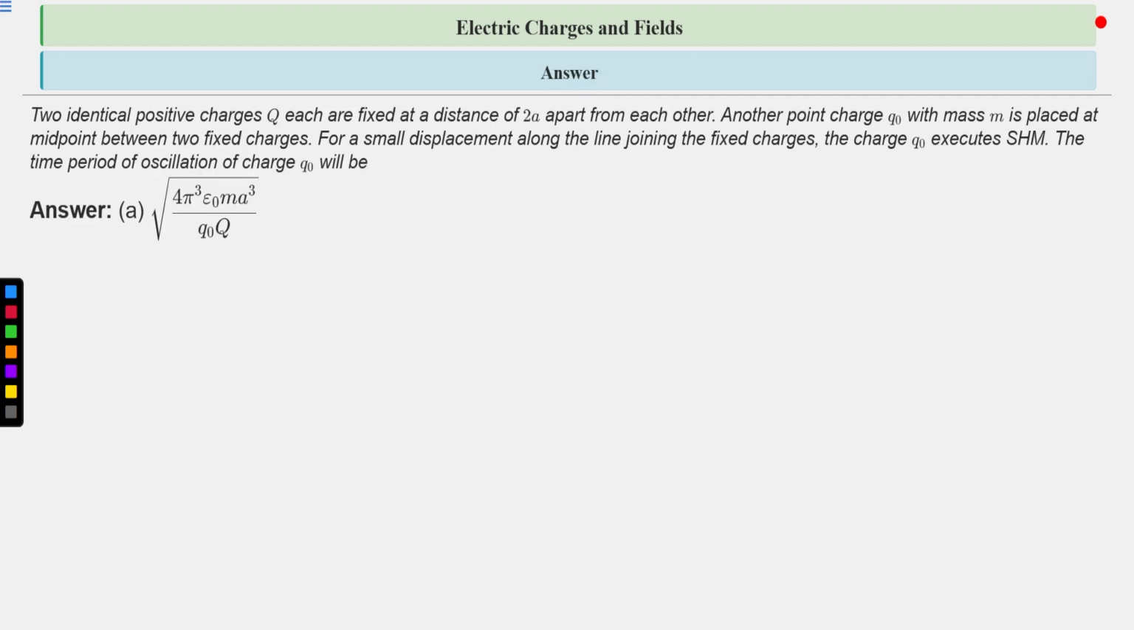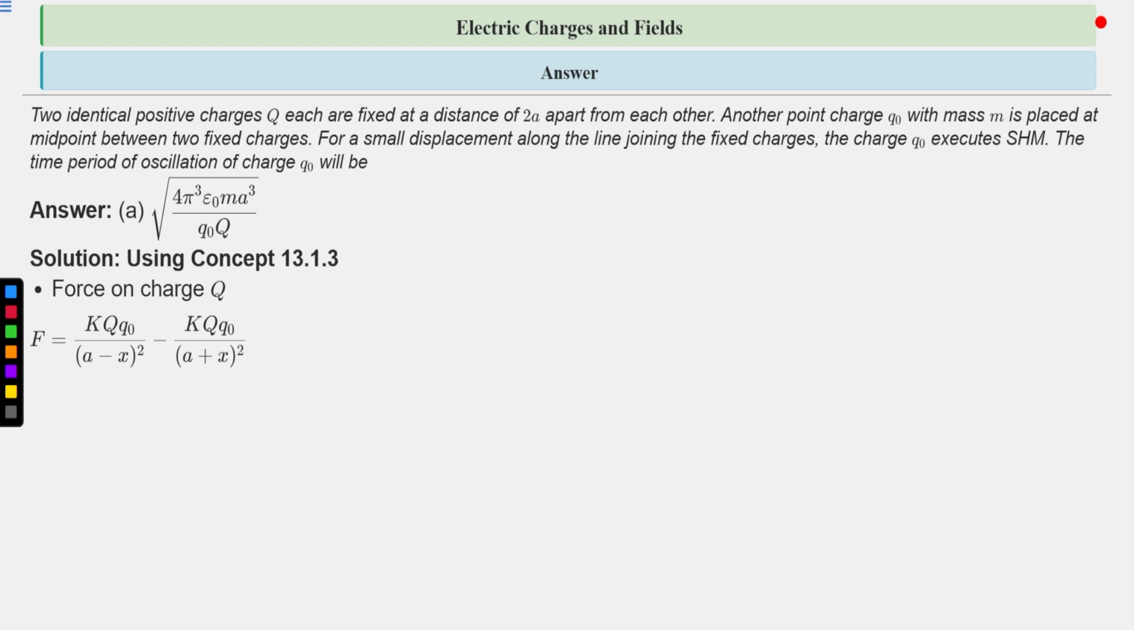So the correct option is A, root 4 pi cube epsilon naught m a cube upon Q naught Q. Now we will see the solution using concept 13.1.3. Force on charge Q is F equal to K Q Q naught upon (A minus X) whole square minus K Q Q naught upon (A plus X) square.